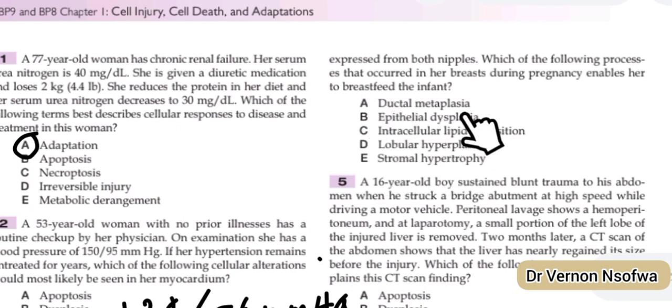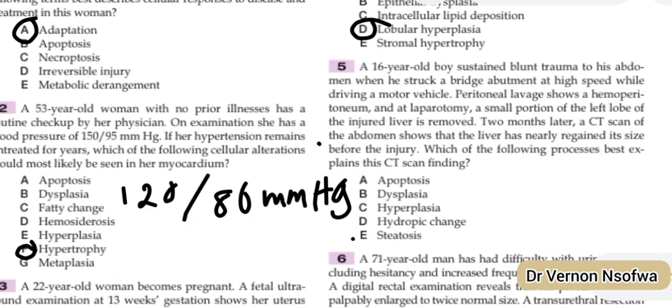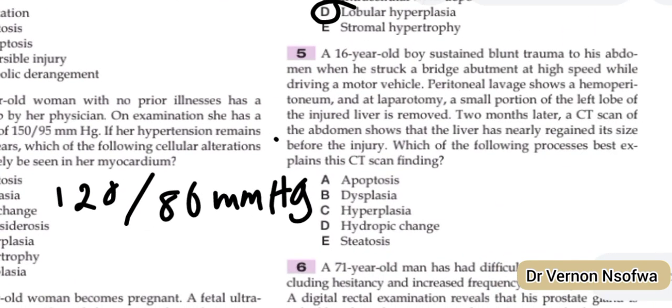Okay, these other ones are wrong. Stromal hypertrophy, no. Ductal metaplasia, that one is actually pathological. So the answer here is actually D, lobular hyperplasia. We can go to question 5.